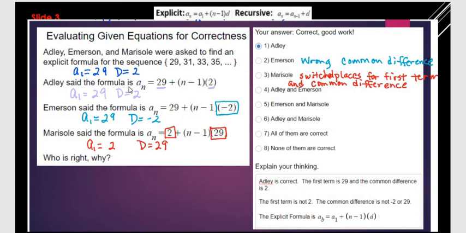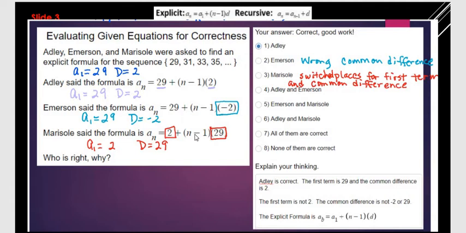Now Adley said the formula is this. You have 29 plus n minus 1 and the common difference is 2. So when we look at this right here, this is set up correctly according to the explicit formula up here. Emerson said no, that the common difference is a negative 2, and he is wrong, so it is not correct. Emerson is wrong. He's put the wrong common difference right here.